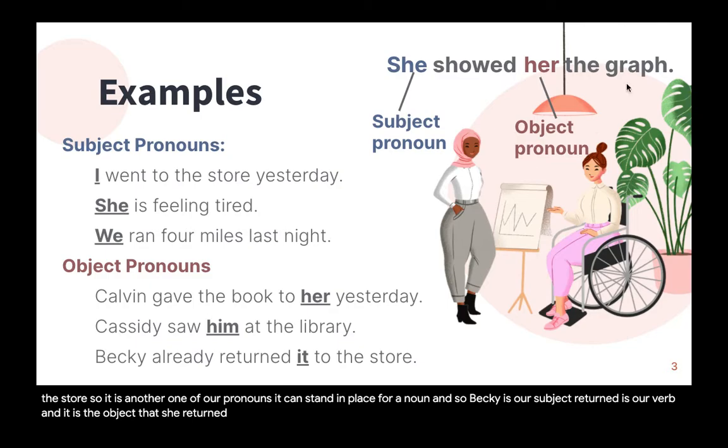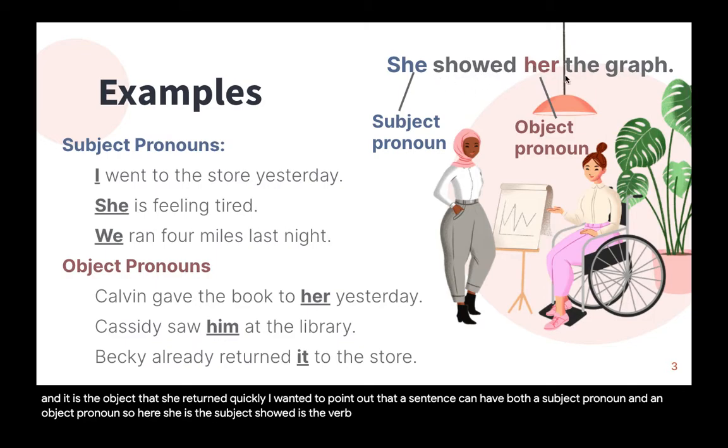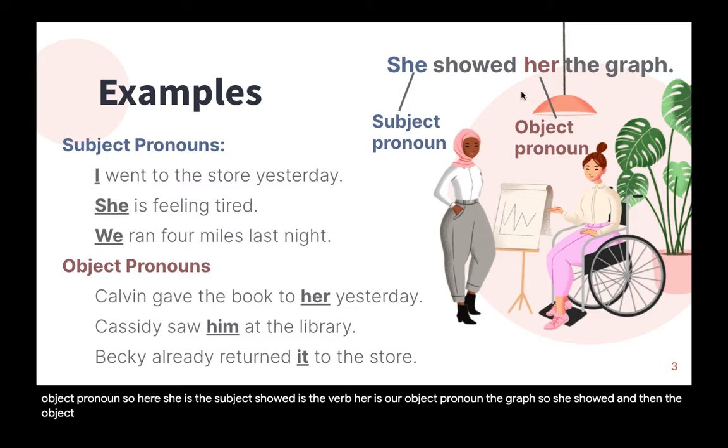So really quickly, I wanted to point out that a sentence can have both a subject pronoun and an object pronoun. So here, she is the subject, showed is the verb, her is our object pronoun, the graph. So she showed, and then the object, her.